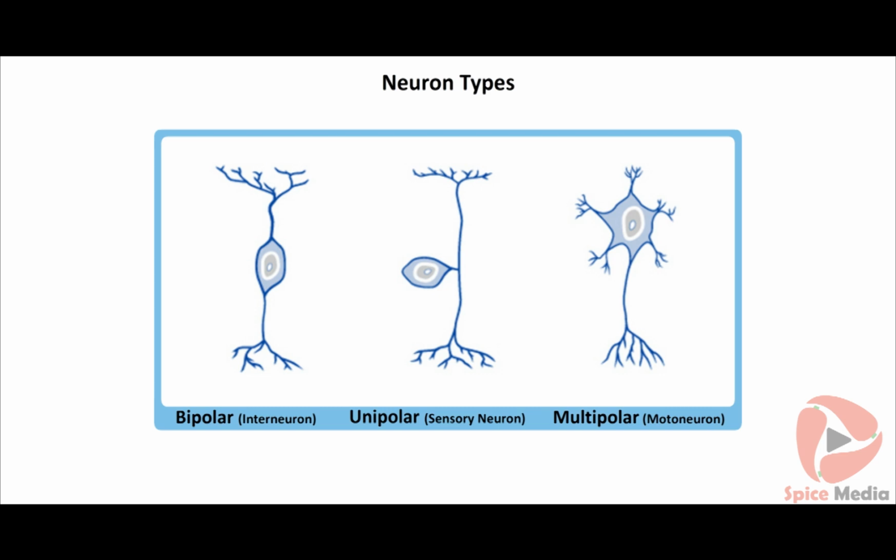Multipolar neuron. The cerebral cortex contains the multipolar neurons. Each multipolar neuron has a cell body with many dendrites and an axon.